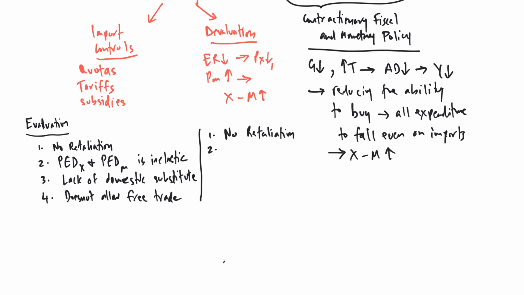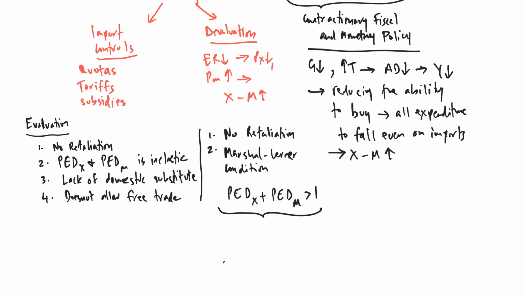Number two, which is also important, is what we call the Marshall-Lerner condition. The Marshall-Lerner condition is the same as we mentioned earlier, which says that the PED of X plus PED of M, the elasticity of demand for exports and imports, the sum must be greater than 1. If the sum is greater than 1, then only would you see the devaluation work. And if the sum is less than 1, then you would not see the devaluation work in terms of improving X minus M. So as long as the sum of the elasticities of demand is more than 1, your devaluation would result in X minus M improving. So we want this condition to be true.